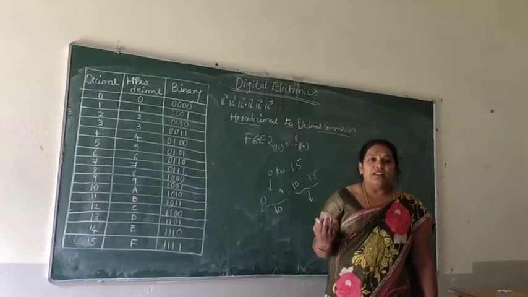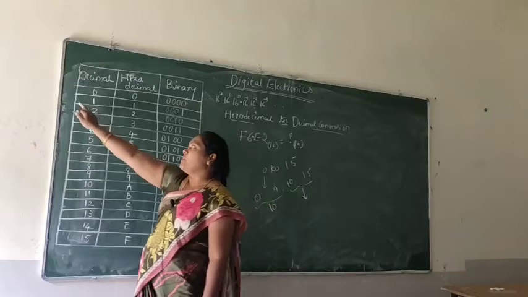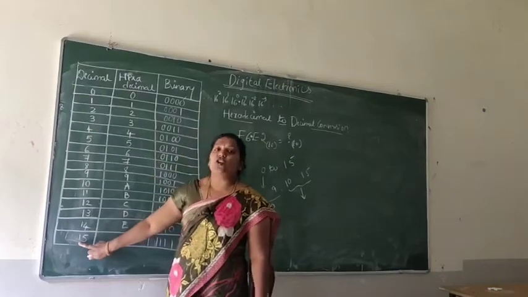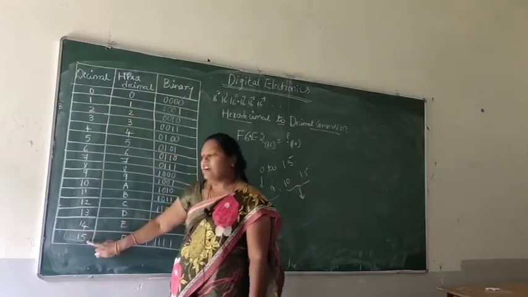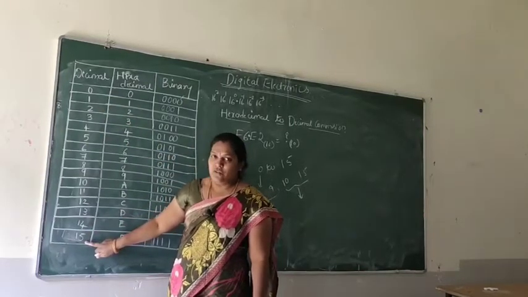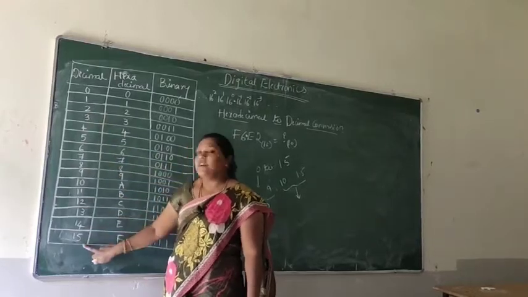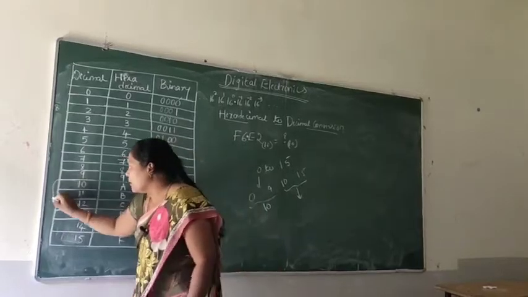How to represent that is shown in a table here. In this table I am writing the values from 0 to 15. So how many values in total? 16 values, starting from 0 and ending with 15. This is represented in terms of decimal. How to represent the remaining, that is from 10?